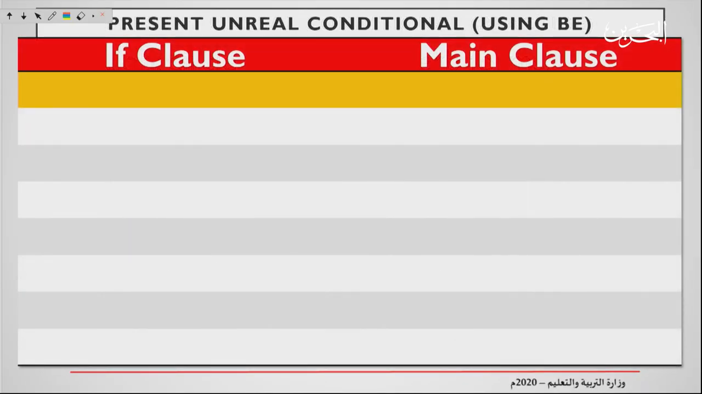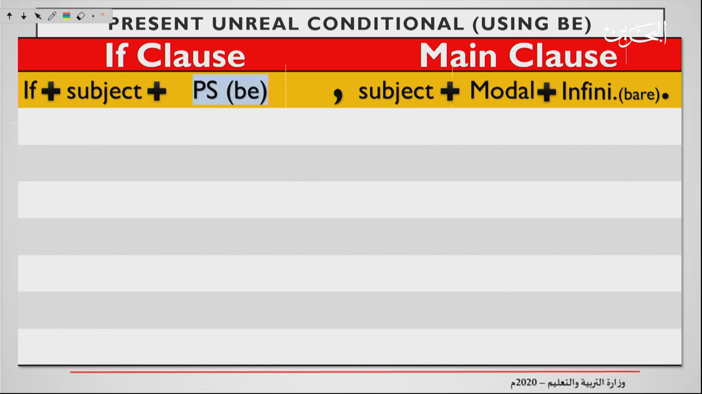All right. Now, present unreal conditional using be. Let's check. We start with the if clause and then the main clause. So if, subject, past simple of be. Then comma, subject, modal, plus infinitive bare. It means without to. Full stop. So I say if I were. I do not say if I was. It is wrong. In the present unreal conditional, you use were instead of was for I. You say if I were here, I would study.